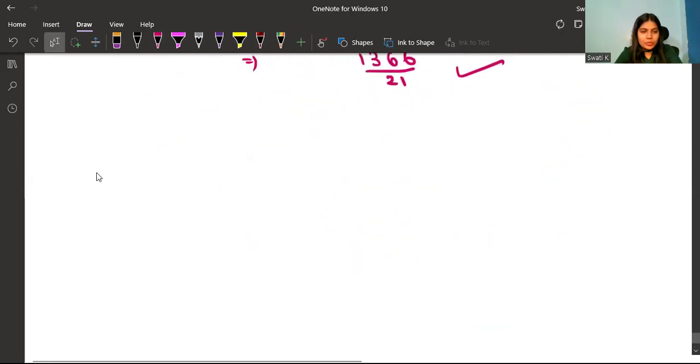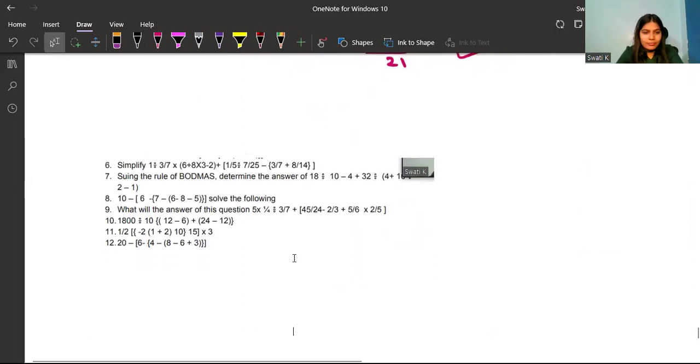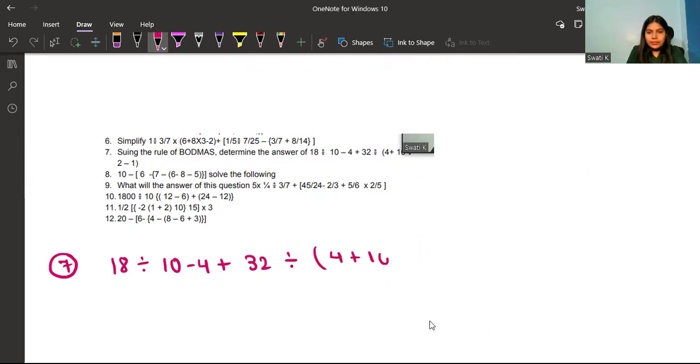And for that, let me show you the questions again. So the next is question number 7, which is half visible. So I'll just write down the question first. So we have to solve 18 divided by 10 minus 4 plus 32 divided by. After this, I can't see the question, so I'll just write down, it's divided by, in bracket, 4 plus 10 divided by, you can see the next step is here, 2 minus 1. This is what we have to solve, and this looks very simple and very straightforward.